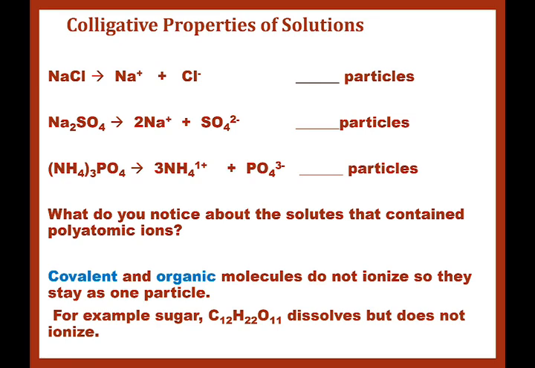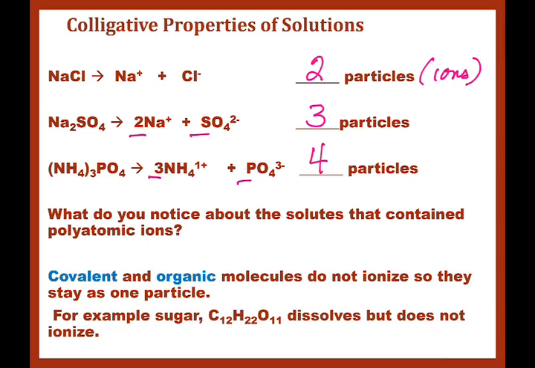This is very basic here. I know you know how to do it, but I would be remiss to not go over it. Remember, if we have an ionic compound that is soluble, when we dissolve it in water, it breaks apart into its ions. And so in this case, sodium chloride would give me 2 particles, or we could even call those ions if you would prefer. And then sodium sulfate, because I have 2 and 1, that would be 3. And then ammonium phosphate, 3 and 1, would be 4 particles.